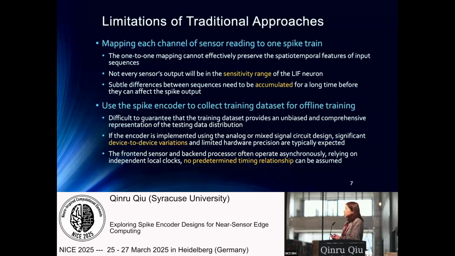However, the traditional way to encode the spike sequences has some limitations. First of all, they match each channel of sensory input to one spike chain, and this type of one-to-one mapping cannot effectively preserve the spatial and temporal features. Not every sensor reading will fall within the sensitivity range of the neuron. If the sensor reading is too low, the neuron probably will not generate a spike for a very long time. And if the sensor reading is too high, then the high value will be cropped.